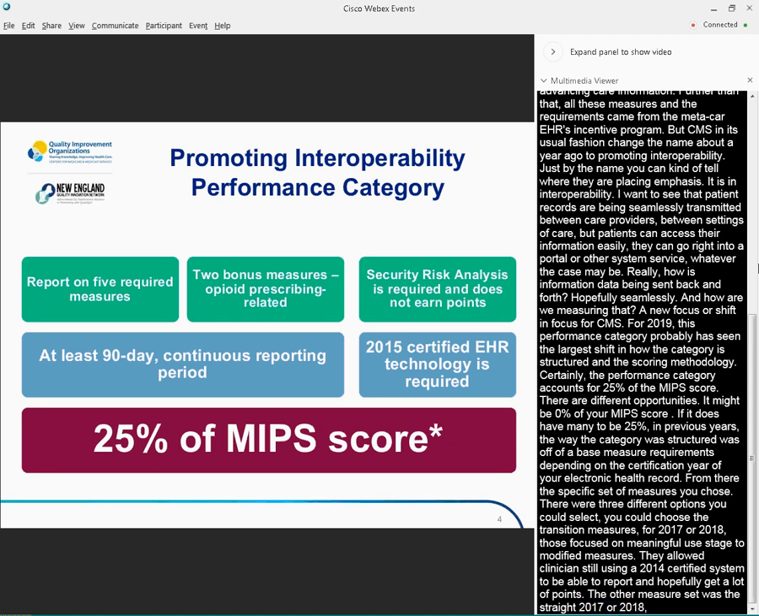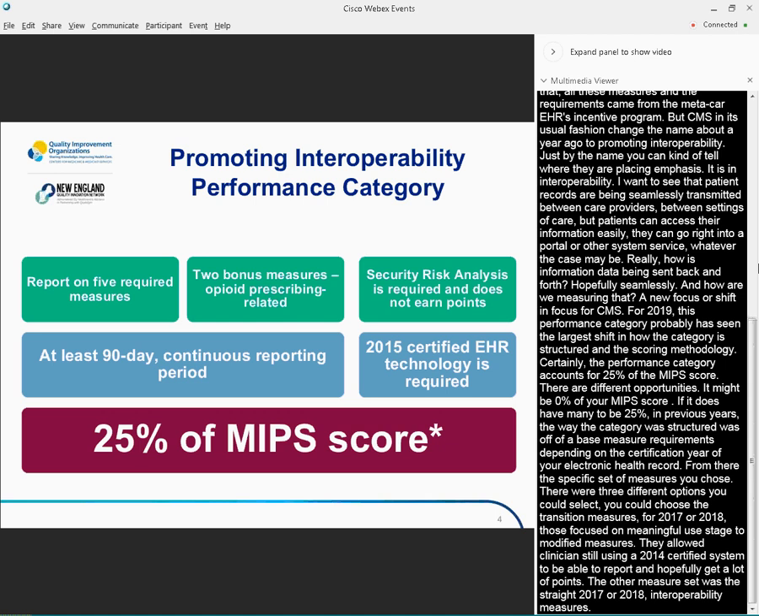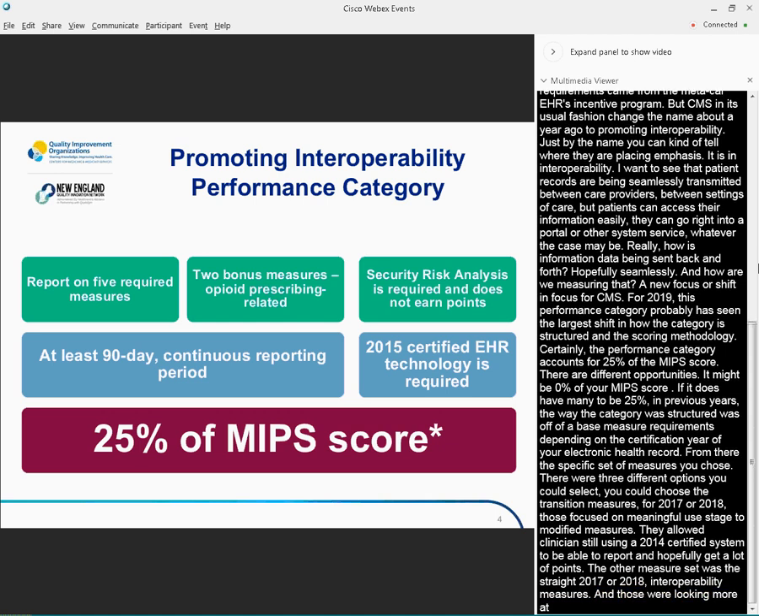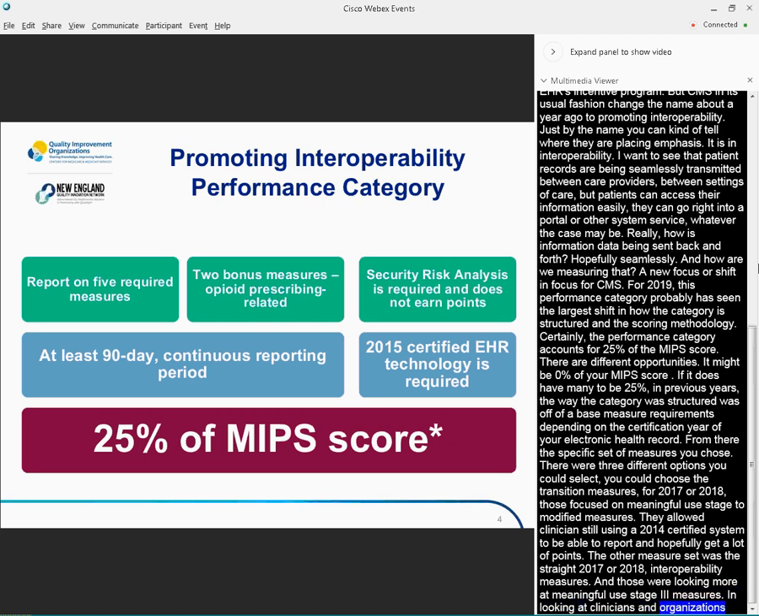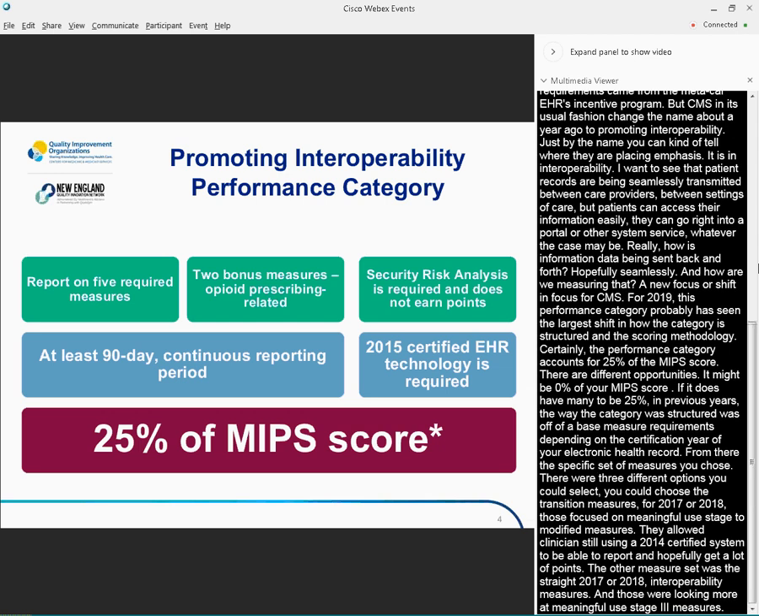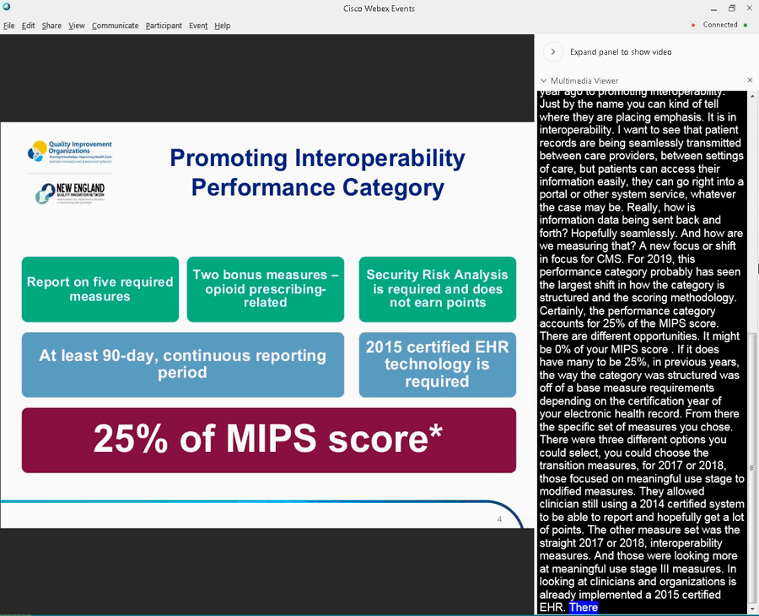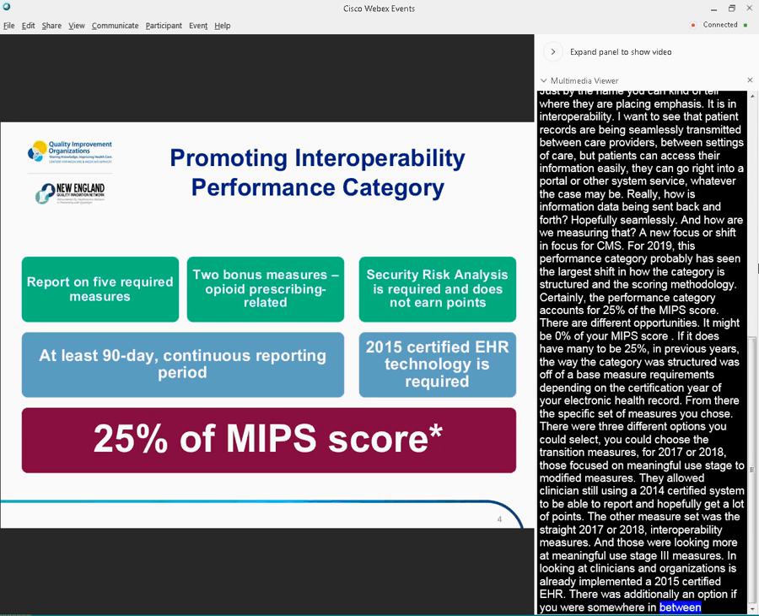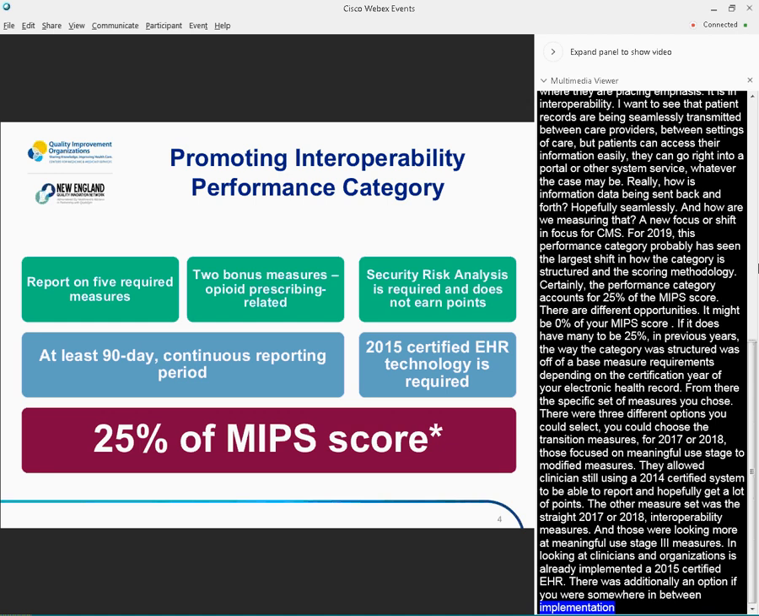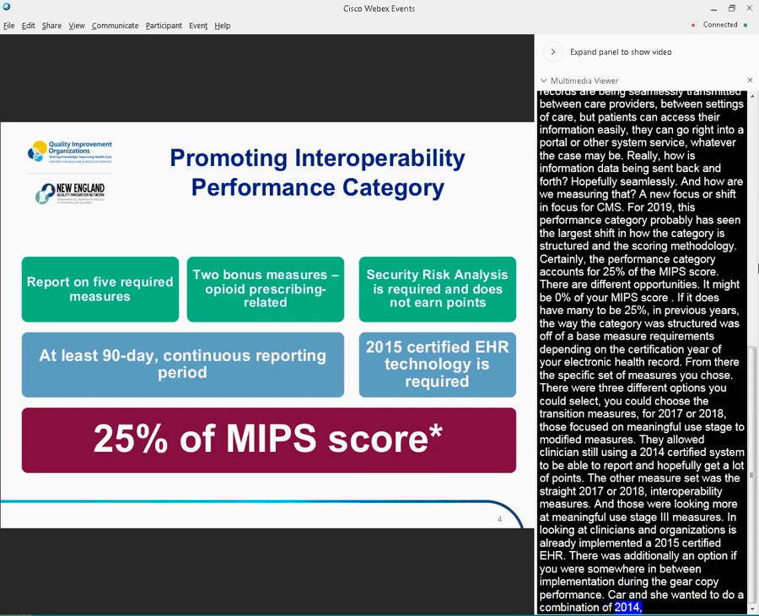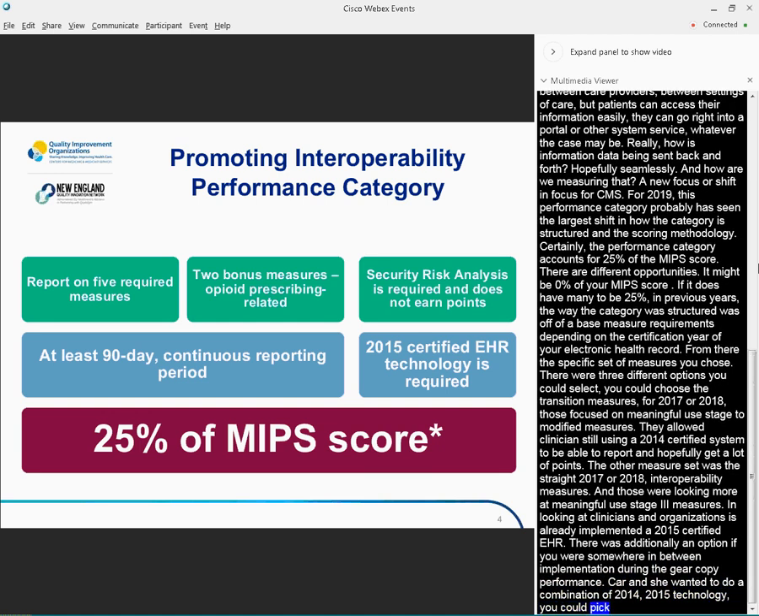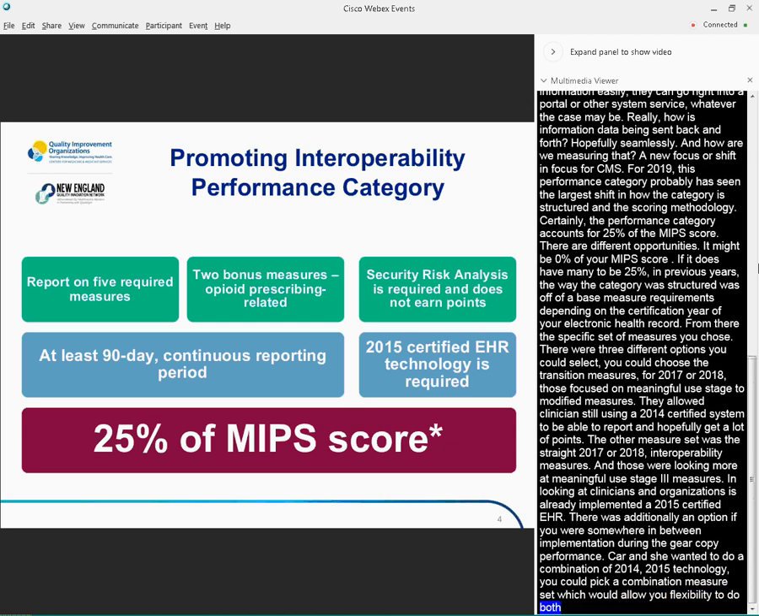And those were really looking more at Meaningful Use Stage 3 measures and looking at clinicians and organizations that have already implemented a 2015 certified EHR. There was additionally an option if you were somewhere in between implementation during the year or your performance period and you wanted to do a combination of 2014-2015 certified technology, you could pick a combo measure set, which would allow you flexibility of choosing from both of those transition measure sets and the actual measure set itself for the category. So that was 2017 and 2018.